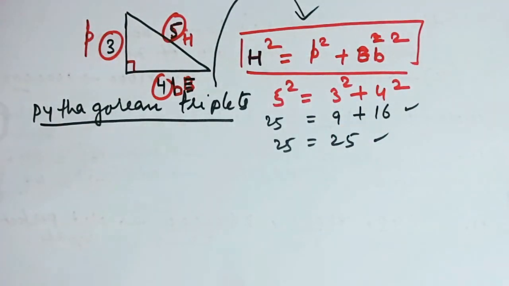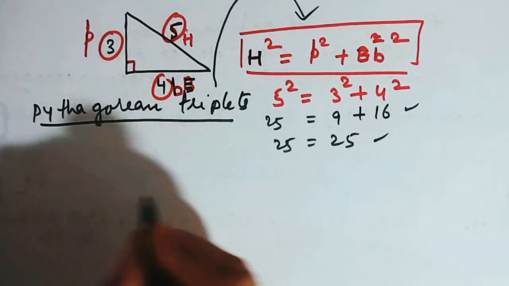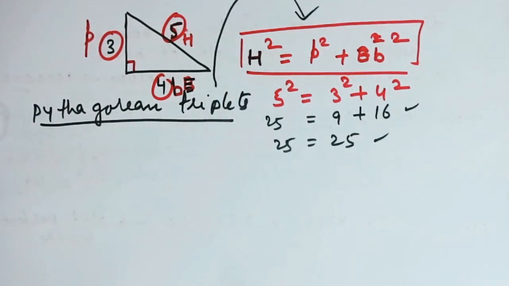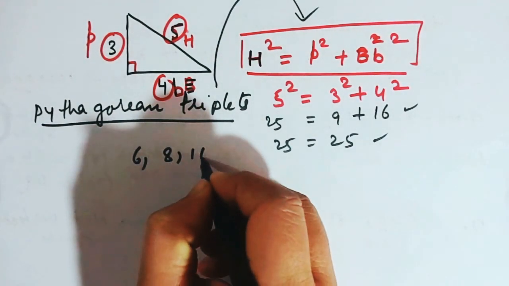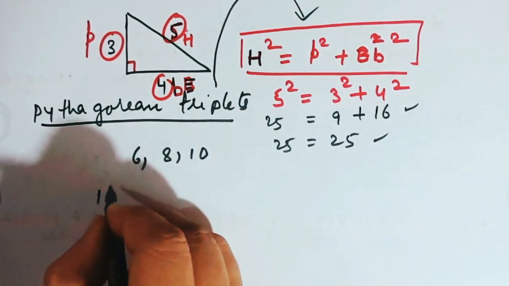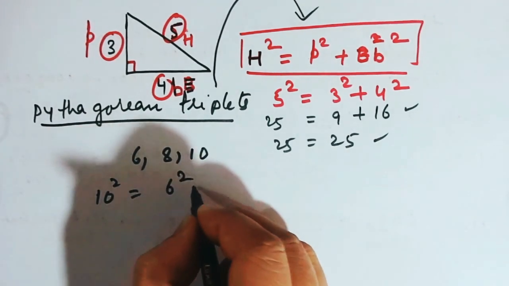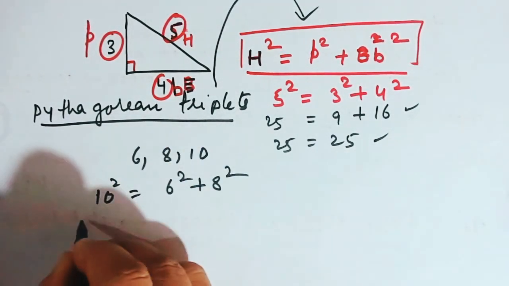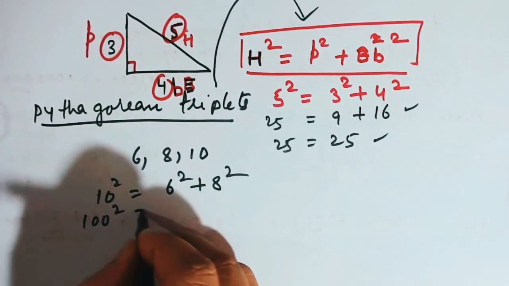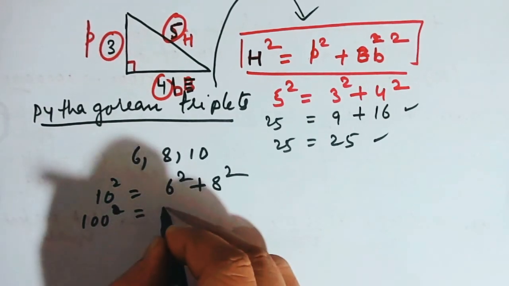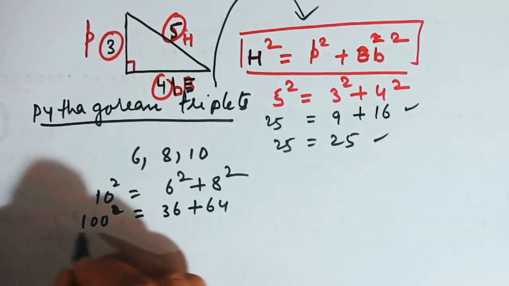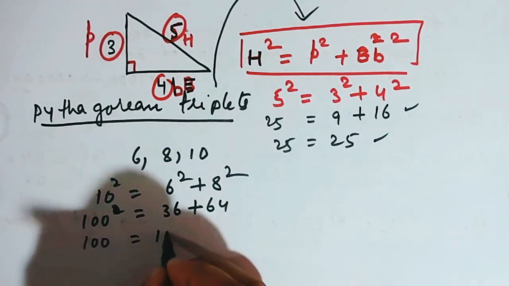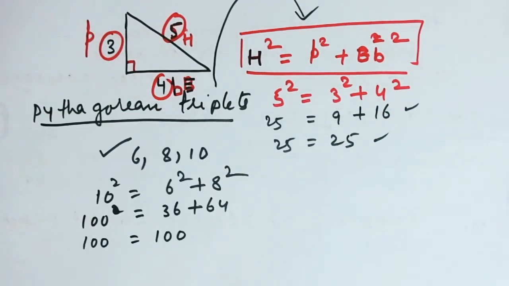So they are asking you, are there any more numbers? Of course there are more numbers. Like when you take 6, 8 and 10. What you will find is that 10 square will be equal to 6 square plus 8 square. That is 100 will be equal to 36 plus 64. Good. Therefore 100 will be equal to 100. So they are Pythagorean triplets.